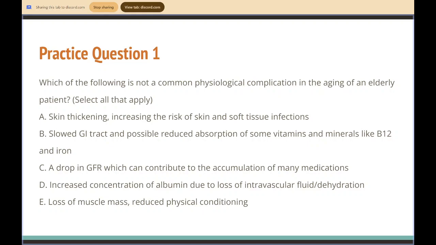So the question is to explain D, and choice D says increased concentration of albumin due to loss of intravascular fluid and dehydration. The cause is actually decreased albumin due to malnourishment. Remember, albumin is a protein and it needs to be made. And if there's reduced absorption, then there will be reduced albumin.